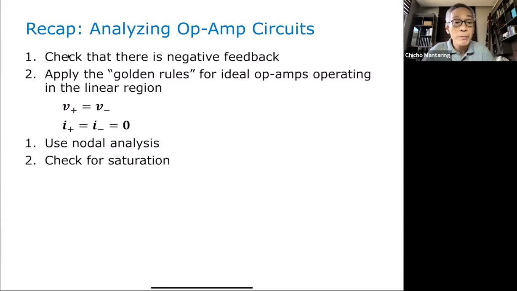And those rules are that the inverting input should be equal to the non-inverting input, or V plus is equal to V minus, and that the currents flowing through either the inverting or the non-inverting input would be equal to 0. And then you use nodal analysis. There's something wrong with the numbering here. No, this should be number 3. You use nodal analysis. And finally, you check for saturation. So those are the steps in analyzing op amp circuits.